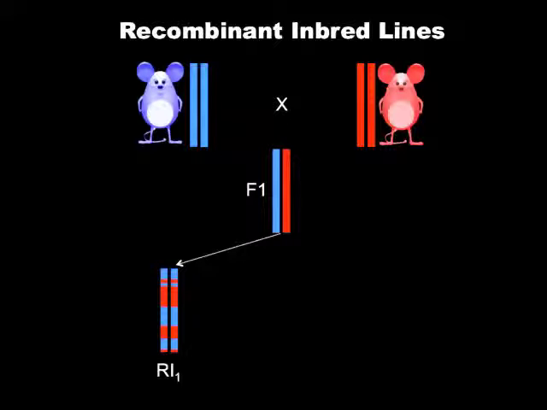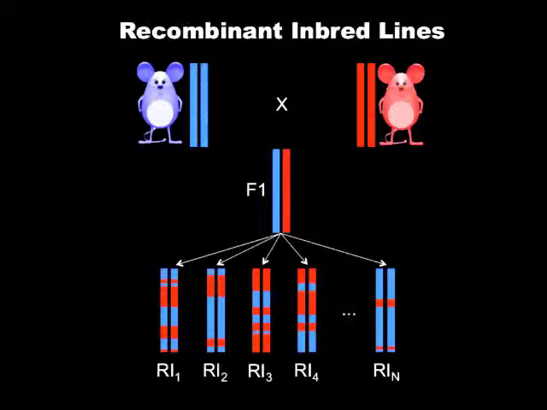And here I've just skipped forward about 20 generations, and I've made my recombinant inbred line 1. Depending on the vagaries of recombination, this might have a little blue here, red, blue, red. It's got, on average, 50% red and 50% blue. That's great. I can do this again and again. I can make 100 of these. They all have 50% red and 50% blue on average, but it's a different 50% red and 50% blue.